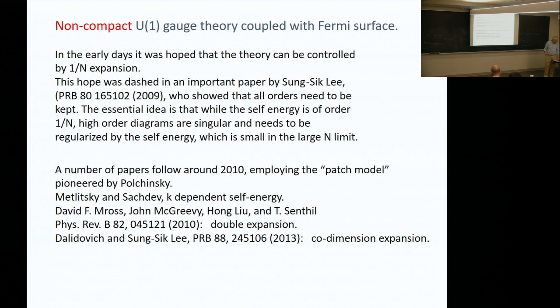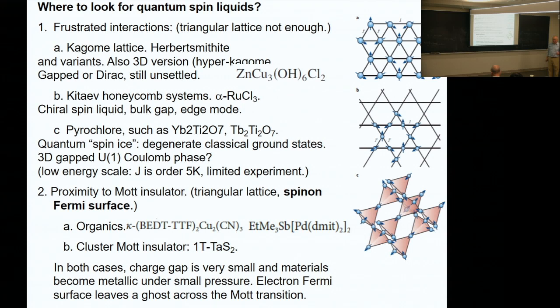Okay, so now I'm done with the theoretical part of the story, so I go to the experimental part. The big question is, where do I look for this spin liquid in real materials? Can I really find examples of this spin liquid? Maybe you don't care, because we already have exactly solvable ones, but we like to have real-life examples.